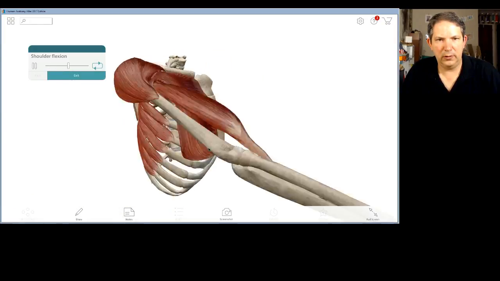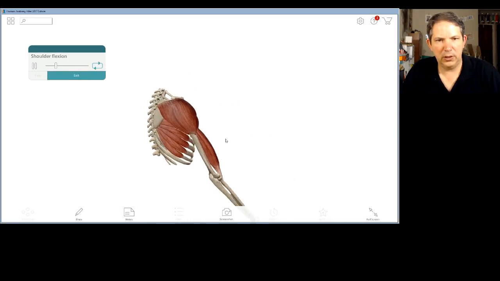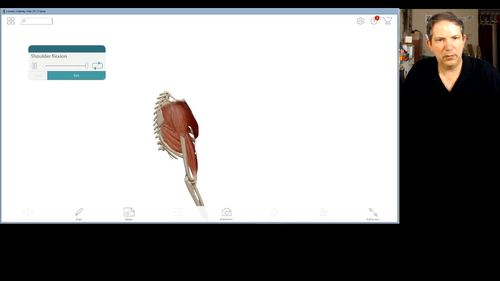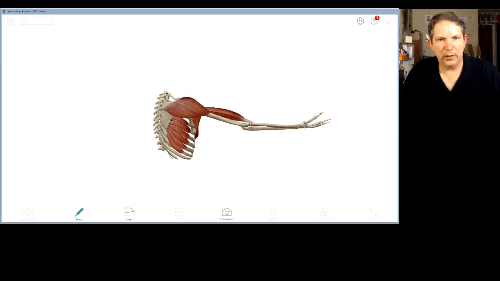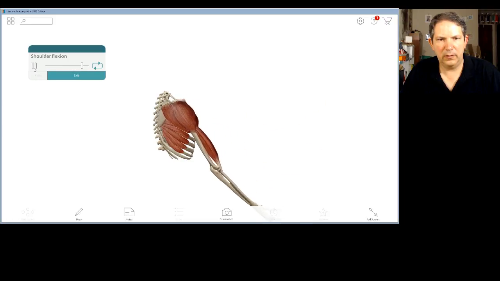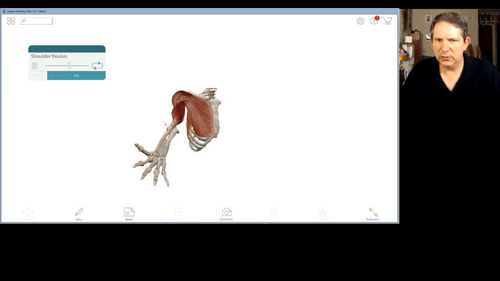Shoulder flexion. So which is flexion and which is extension? And remember, here's kind of the joint. So as it got bigger, that was extension. As it gets smaller, that's flexion. So here's the flexion. But we have muscles that are involved.